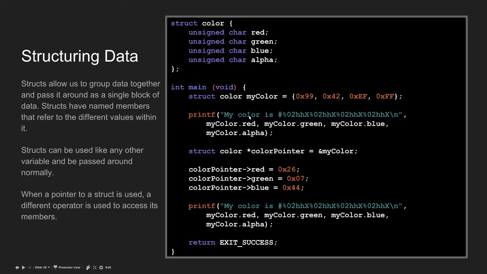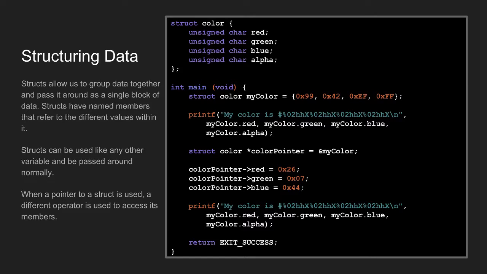And we can use those as unsigned character types. So when we have the struct itself, we can use a similar literal thing as we do for arrays to set the initial values. Then we have a printf statement, which just prints out the hex values for each of those in one long string. And it uses my color, which is the name of the variable for the struct, dot red, so that takes the red member of my color and uses the value for that. And that can be used like any other variable. We can assign values to it and so forth with that.